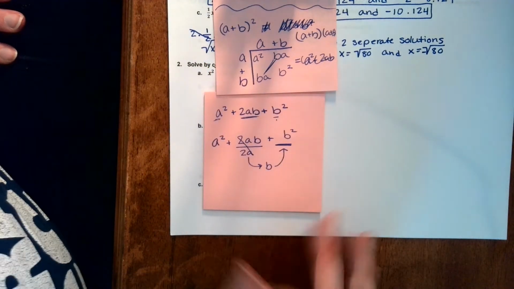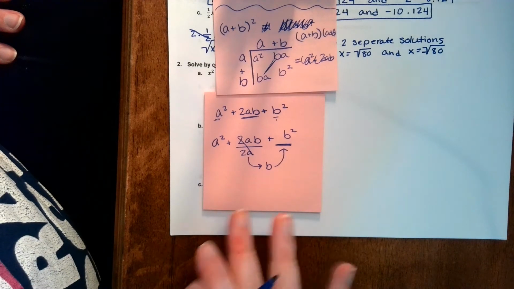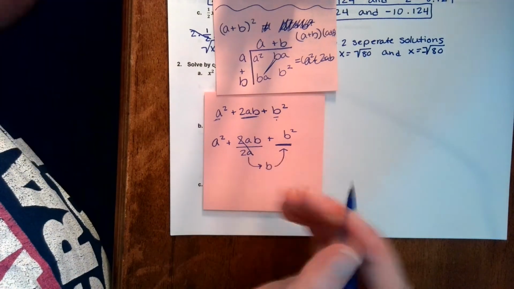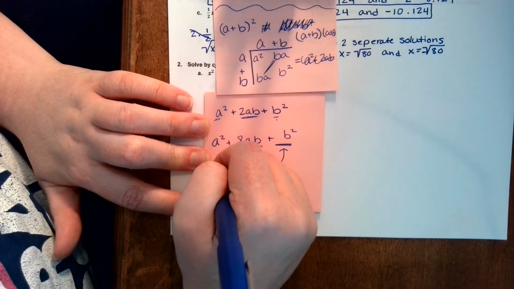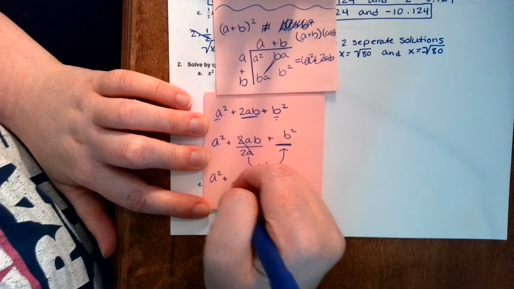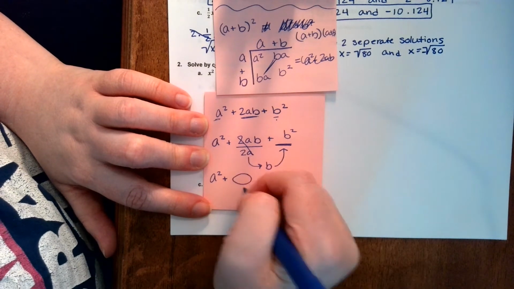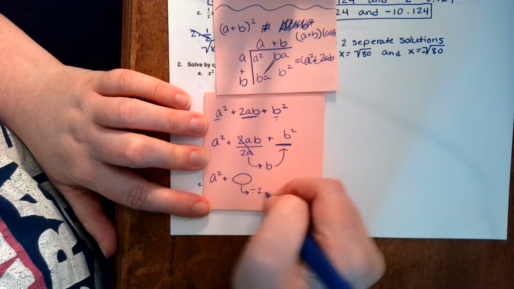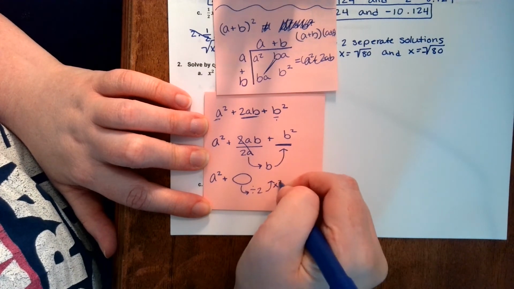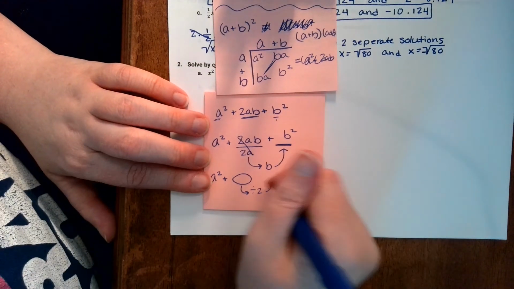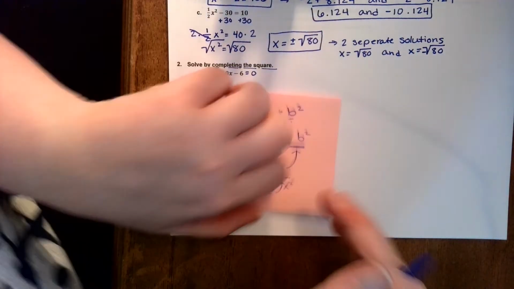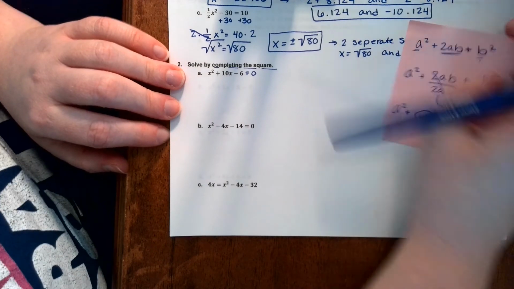Okay, I know that doesn't really seem to make a lot of sense right now, but that's what we're going to do. So when we complete the square, we're going to leave our a squared term alone. We're going to take whatever is here, divide it by 2, and then square it. Okay, I'm going to leave this little sticky over here so we can kind of reference it.